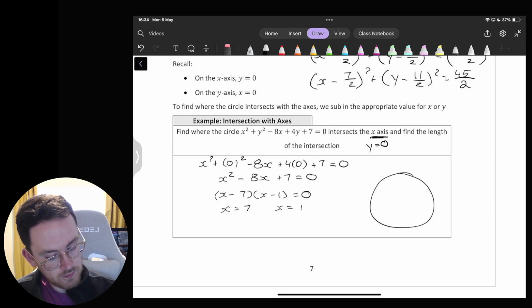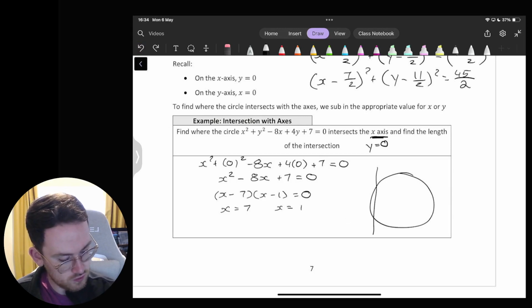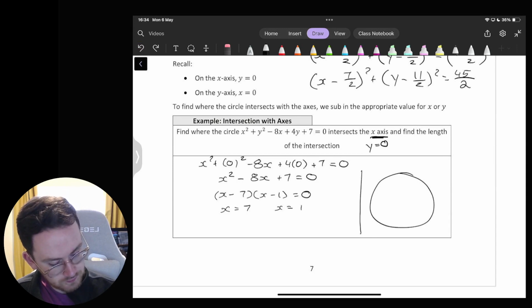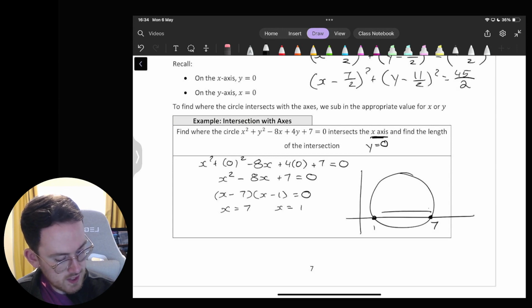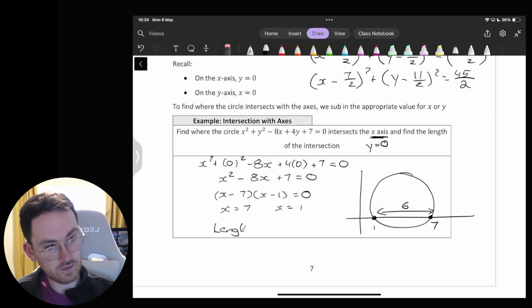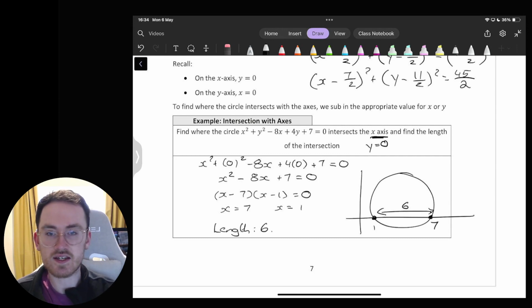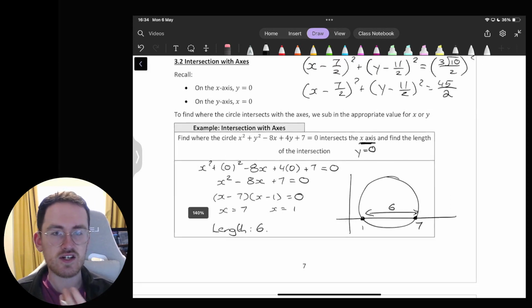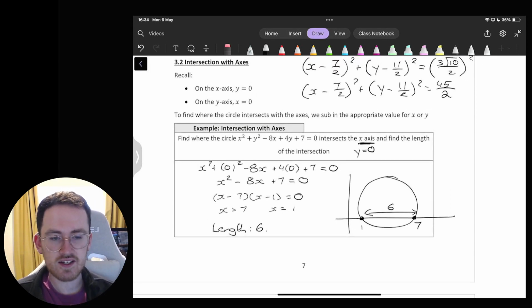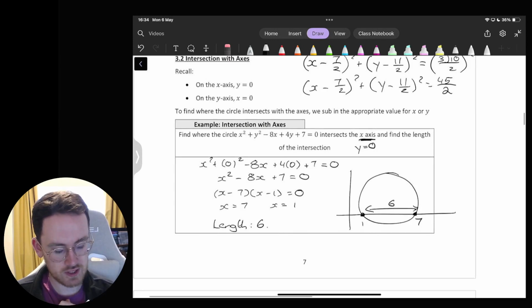So I have something along these lines here. Let me actually just move that axis a little bit. So something along those lines, where this might be 1, this might be 7, so the length of the intersection is just going to be 6. Okay, so the length of the intersection is 6. Fairly straightforward. Just a slight difference in terms of intersection, more taking advantage of what we know about the axes and what we know about the coordinates along those axis points.